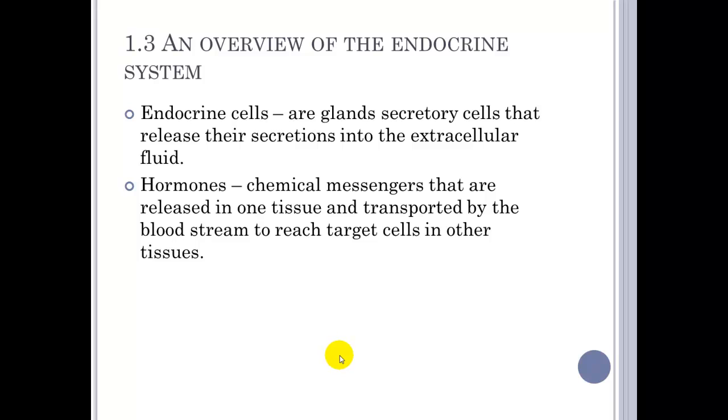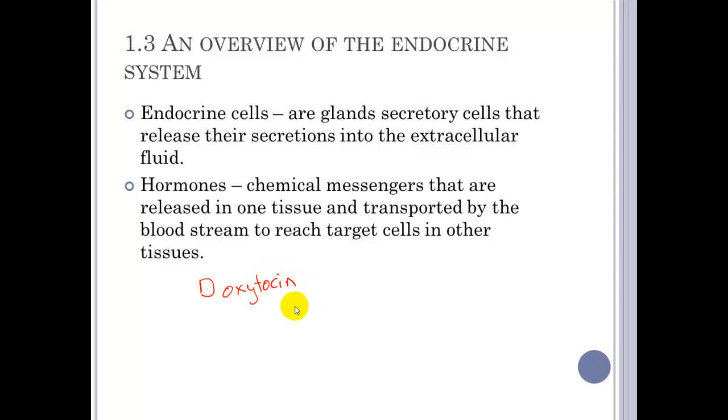1.3, an overview of the endocrine system. Endocrine cells are glands and secretory cells that release their secretions into the extracellular fluids. Hormones are chemical messengers that are released in one tissue and transported by the bloodstream to reach target cells in other tissues. Example of this, let's use one that has a positive feedback system. So posterior pituitary, the back half of the pituitary, secretes oxytocin.